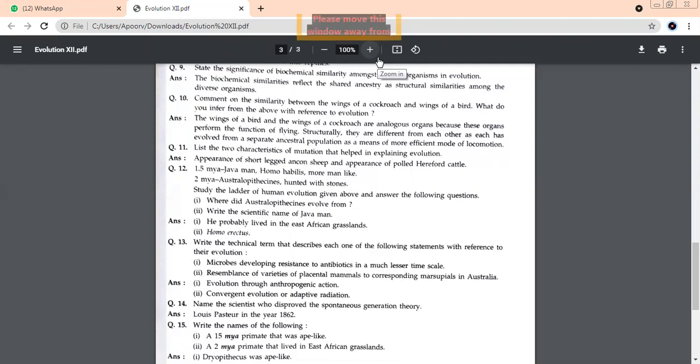Most important characteristic feature of the first one? Ape-like. Most important feature of the last one? Large brain. Please remember these two keywords, ape-like and large brain. We always have very short three-four questions from this table. Large brain and ape-like. Let's move on to the next category.